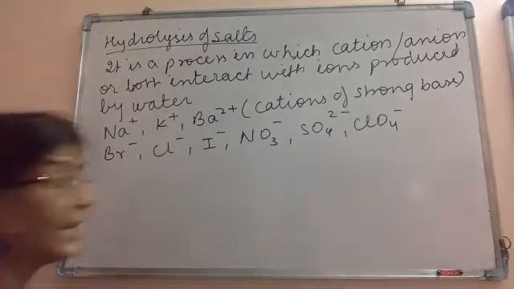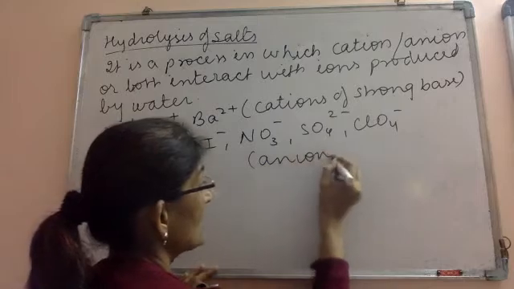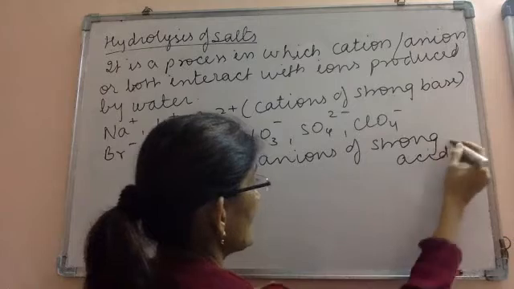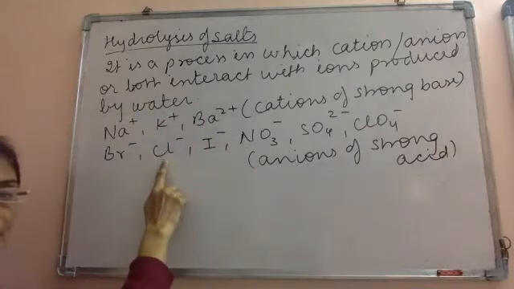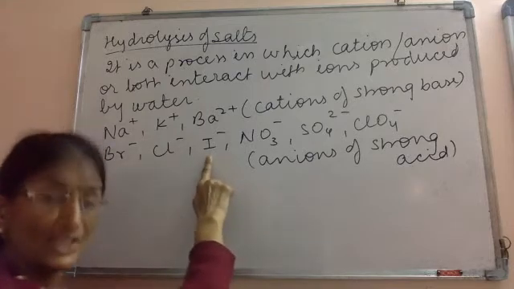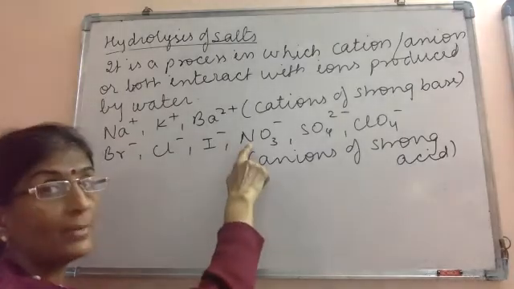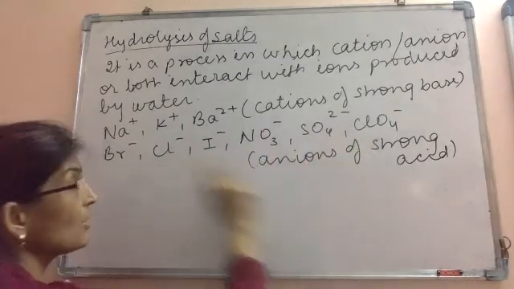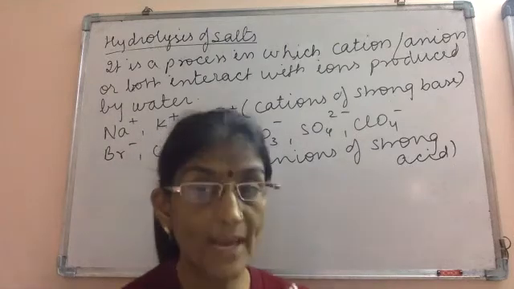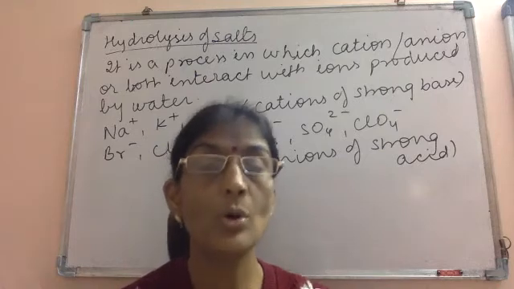Then the anions we wrote are anions of strong acids. Strong acid HCl, its anion is Cl minus. Strong acid HBr, anion is Br minus. Strong acid HI, its anion is I minus. Strong acid HNO3, anion NO3 minus. All these anions are anions of strong acids. So cations of strong bases and anions of strong acids never undergo hydrolysis.